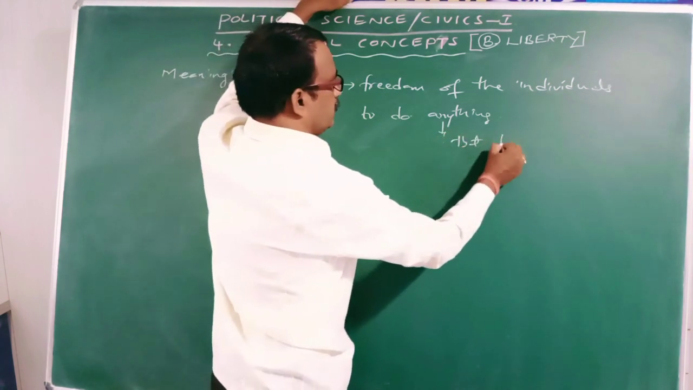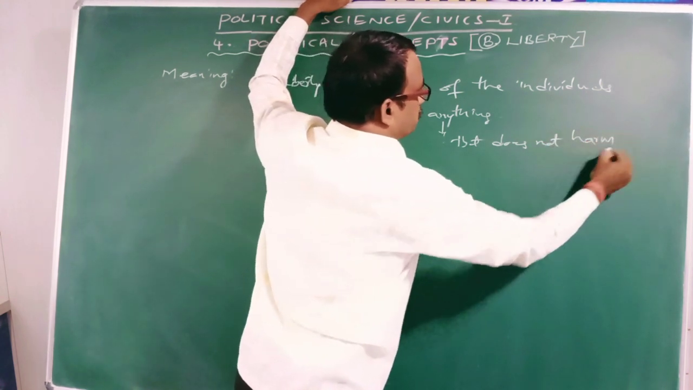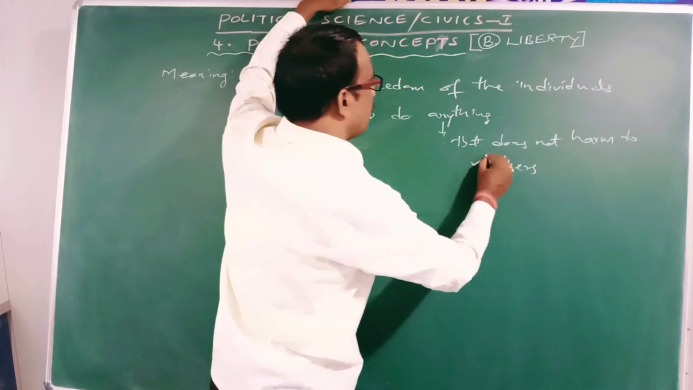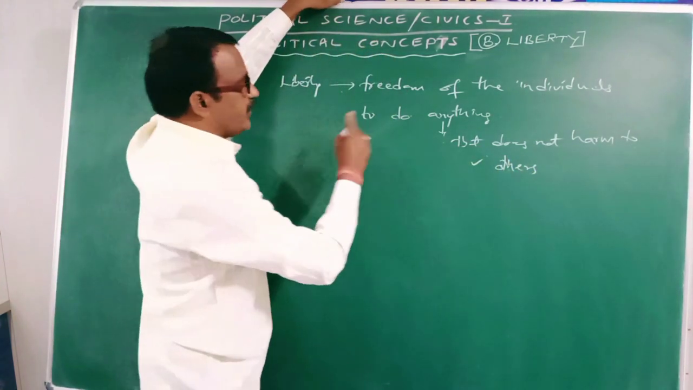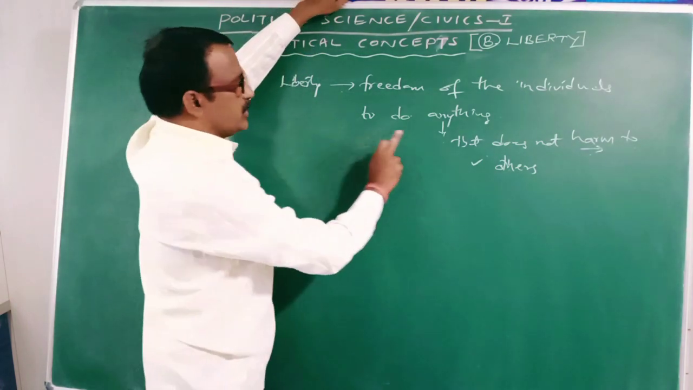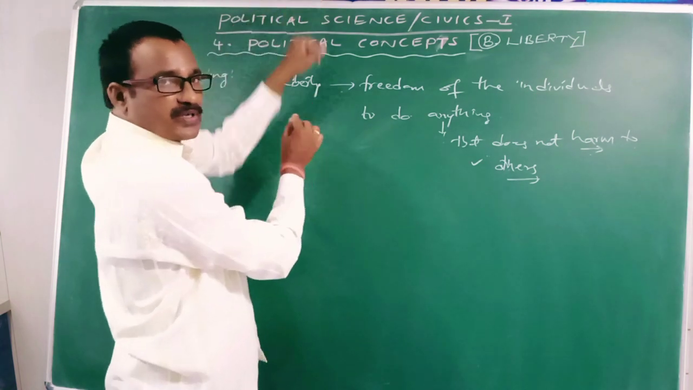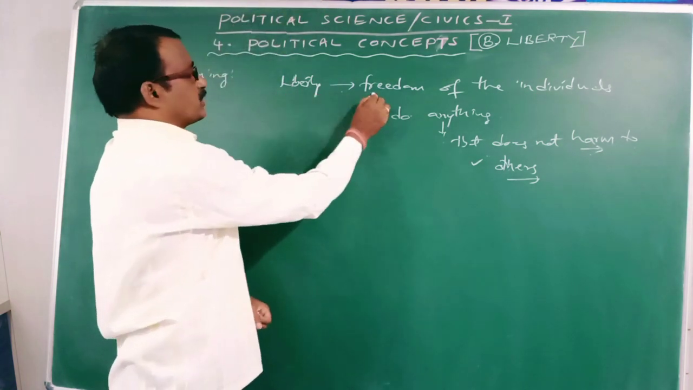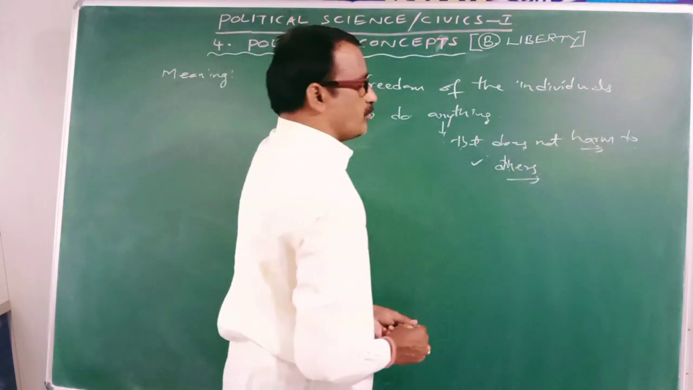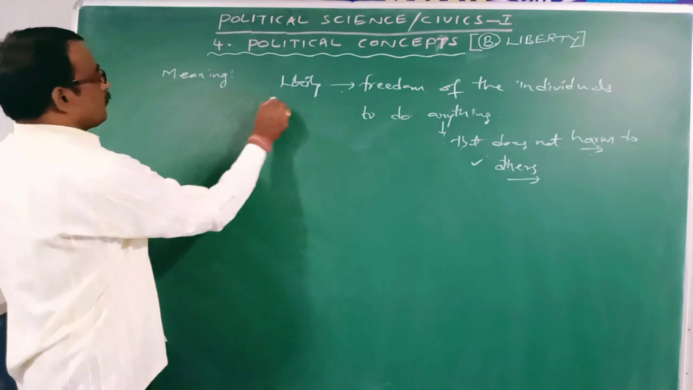That does not harm others. It is real liberty. If it harms others, that is not real liberty. So what is the meaning of liberty? Liberty is the freedom of the individuals to do anything that does not harm others. Clear?